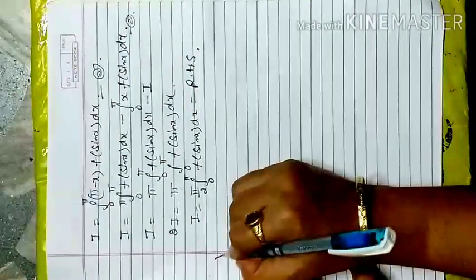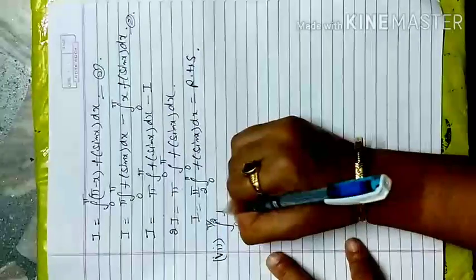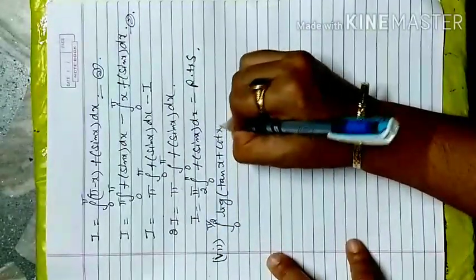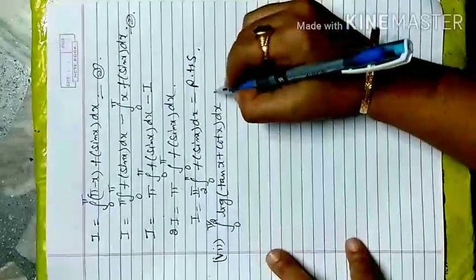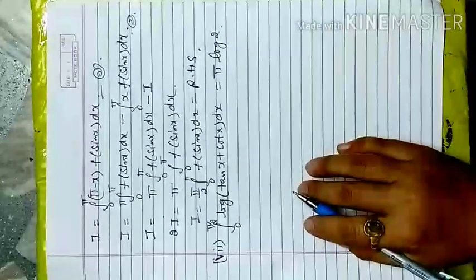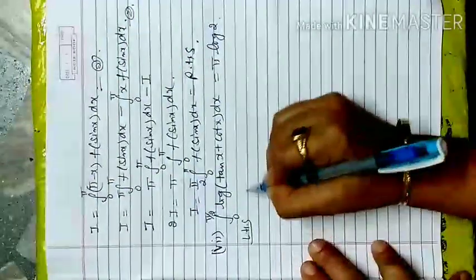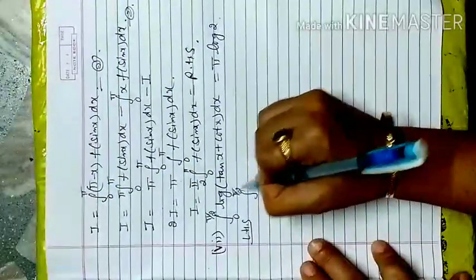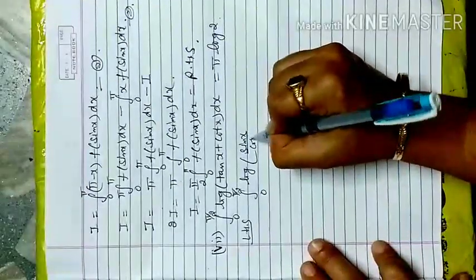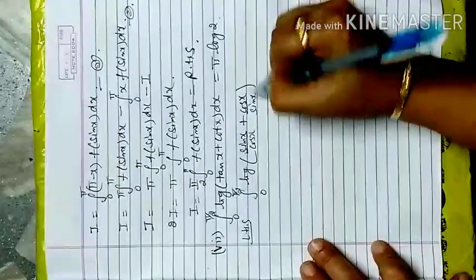Now your 7th part question is here: integral 0 to pi by 2 log of tan x plus cot x dx, that you want to prove will be pi log 2. So what I will do, I just pick this left hand side. Integral 0 to pi by 2 log, when you open this one, this is sin x by cos x plus cos x by sin x dx.